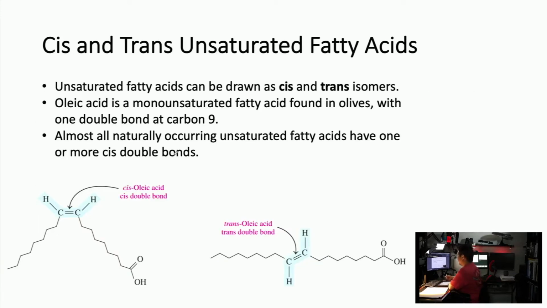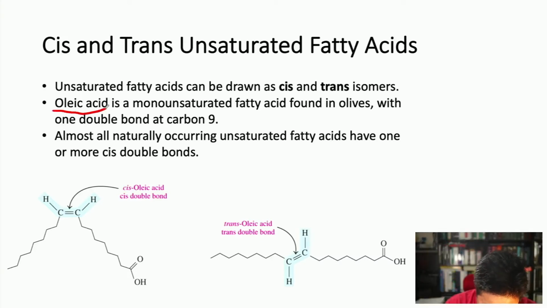Okay, so let's talk about now cis and trans unsaturated fats. We'll use oleic acid as our example here, right? In the picture that was drawn in the previous slide, oleic acid was presented with a cis double bond right there at the 9th carbon, right?